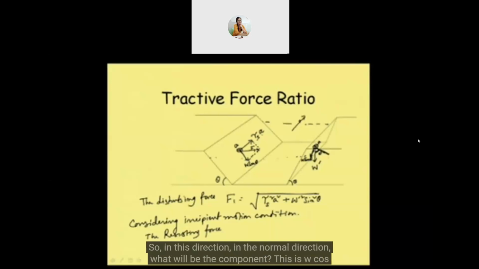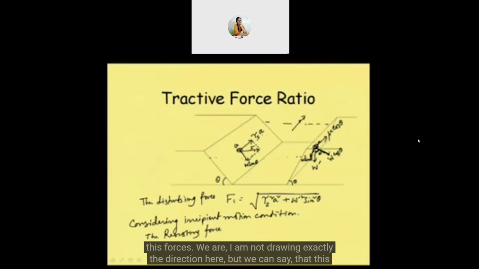This is W cos theta. And as we know, the frictional resistance will be in any direction. We can say the frictional resistance is equal to mu into the normal force. So that normal force is W cos theta. Weight is this one, so the reaction will be like that, and then it is mu into cos theta. So this mu cos theta is basically opposing these forces.